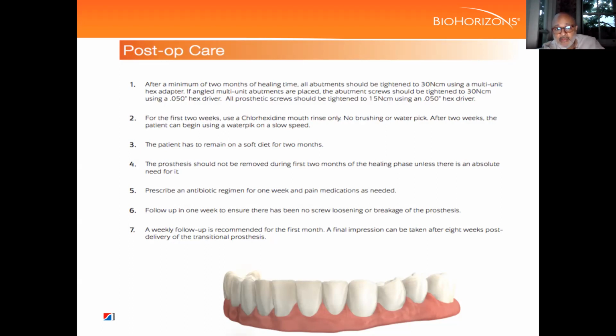The prosthesis should not be removed in the first 2 months of the healing phase unless there is an absolute need for it. The worst time to fiddle around with implants is 2 to 4 weeks, because the osseointegration goes up and then dips down before it goes back up again. And in that period in between, if you fiddle with temporaries or anything else, you could cause movements of the implant and formation of granulation tissue and the lack of osseointegration.